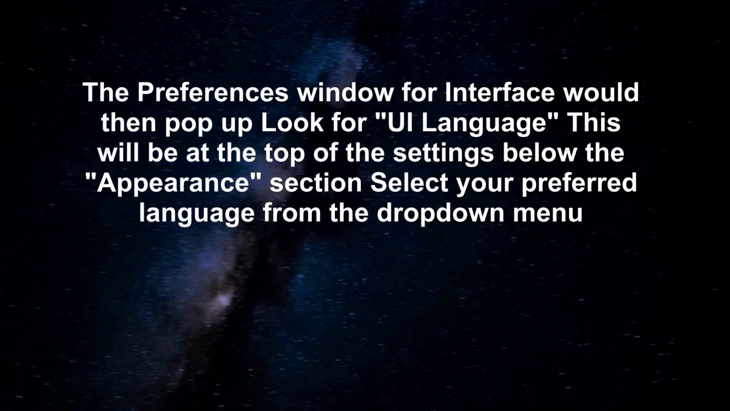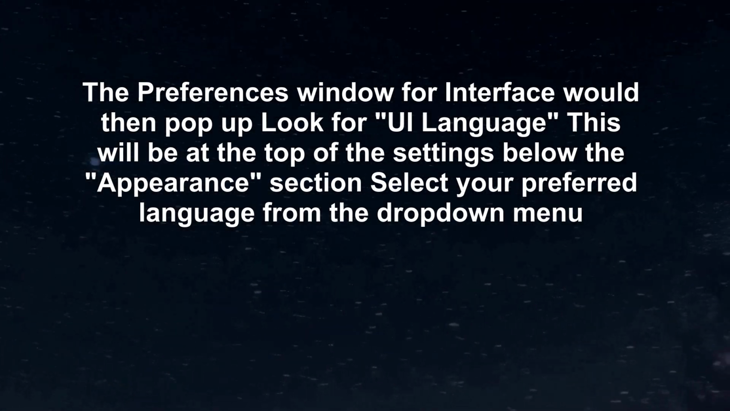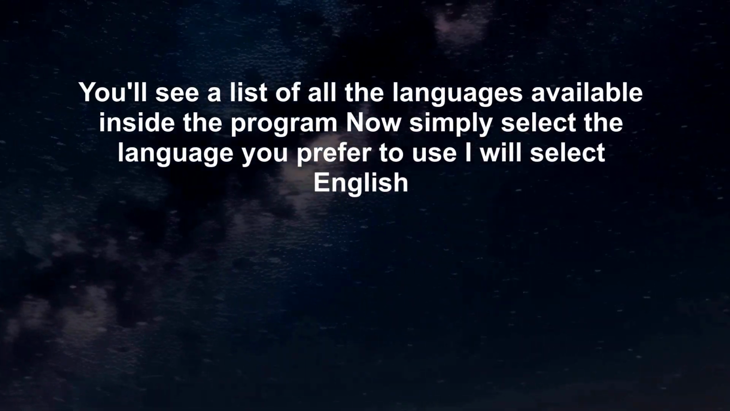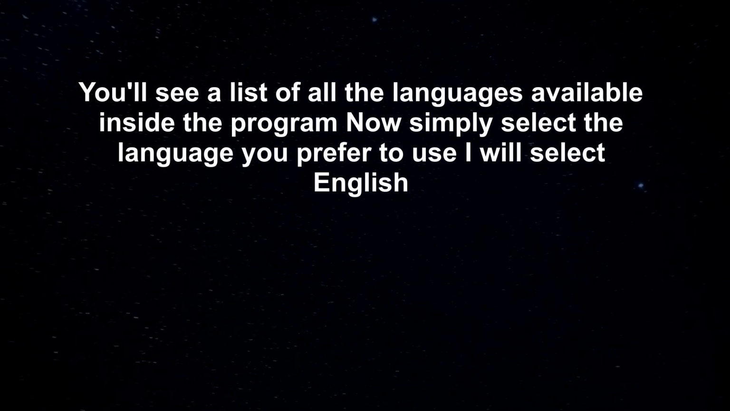Look for UI language. This will be at the top of the settings below the Appearance section. Select your preferred language from the drop-down menu. You'll see a list of all the languages available inside the program. Now simply select the language you prefer to use.